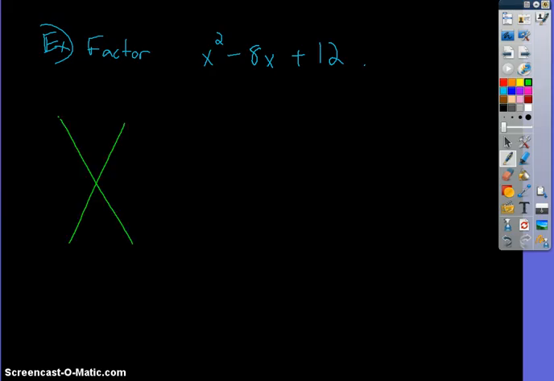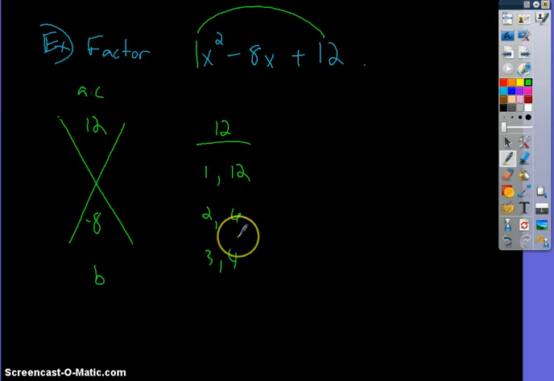All right, so we know we have 1 times 12 on top. That's 12, because it's a times c. On the bottom, what we have is b. B in this case is -8. Now we think about all the numbers that multiply together to be 12. You probably said 1 and 12, then 2 and 6, and 3 and 4. Which of those pairs can add together to be -8? This one can't, that one can't. 2 and 6 could, but they don't add to be -8.